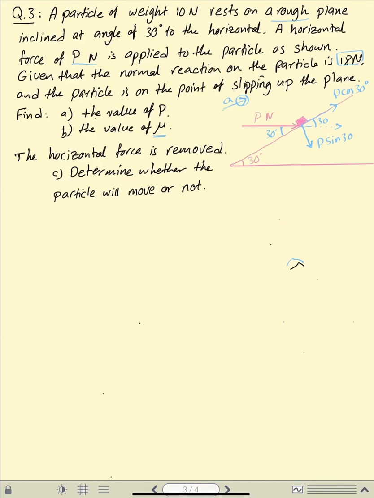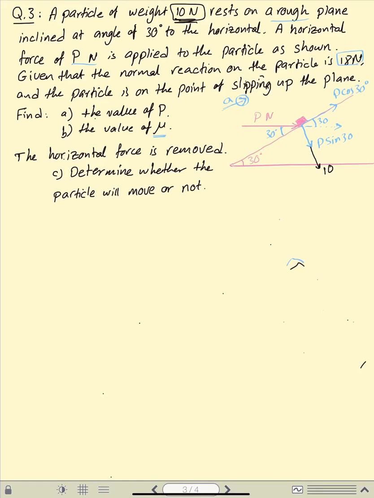I have the components of the weight here. We are given the weight is 10 in the question, so you don't need to write M. Look here, while we're shading the particle, we are not interested in the value of the mass. We are given the weight of the particle.